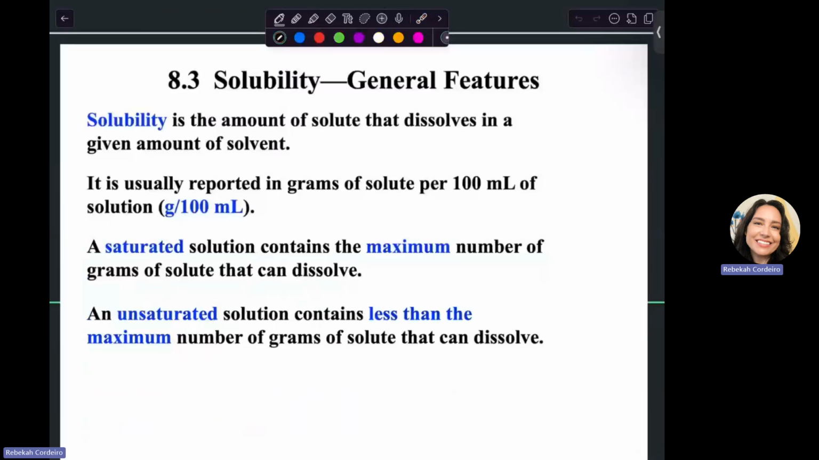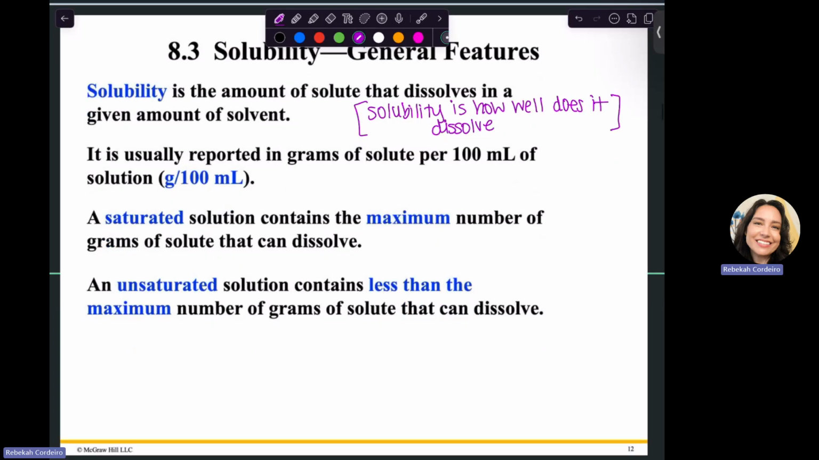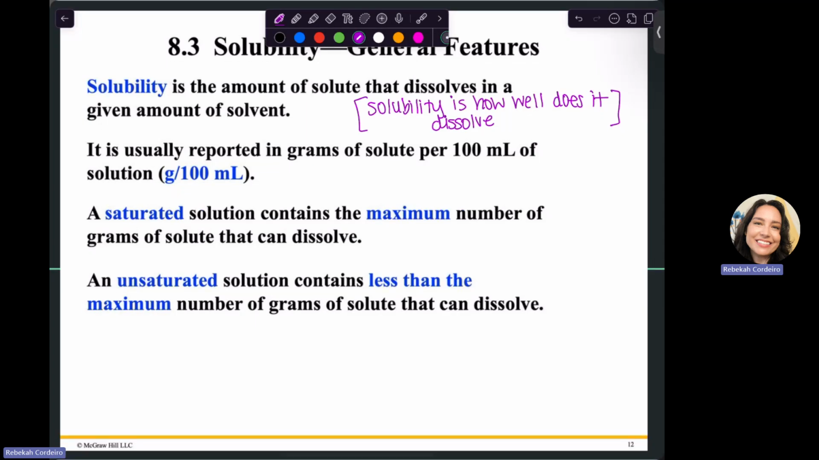Basically, solubility is how well it dissolves. How much can you fit into that much of your solvent? For example, how much salt can I fit into water? Like how much salt can I pour into water where it stays a solution, a homogeneous mixture. It doesn't become heterogeneous.